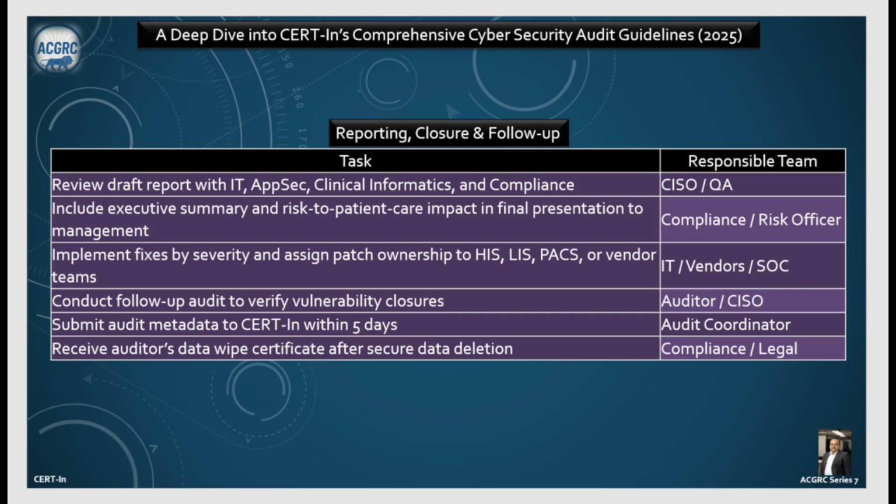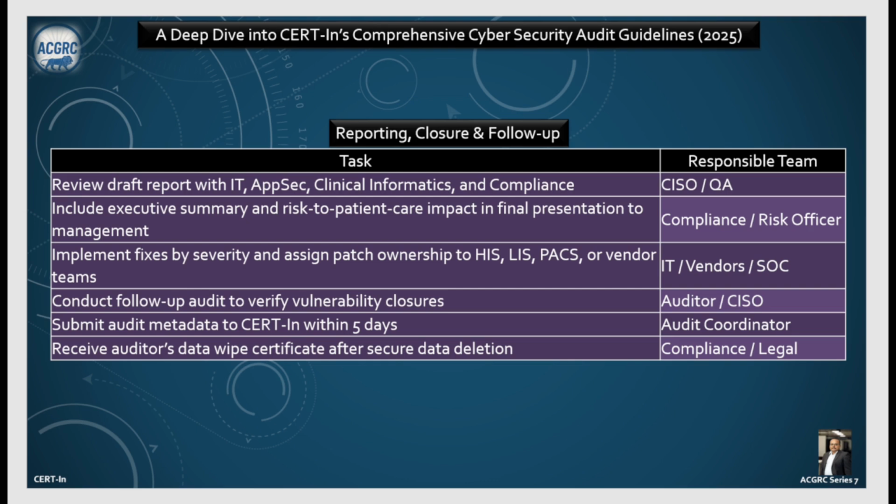The next phase is reporting, closure and follow-up. Step 1 of this is to review draft report with IT, your application security team, your clinical informatics and compliance. Primarily would be your quality team and your CISO team. Step 2 is to include executive summary and risk to patient care impact in final presentation to management. This will be driven by your compliance and your risk officers.